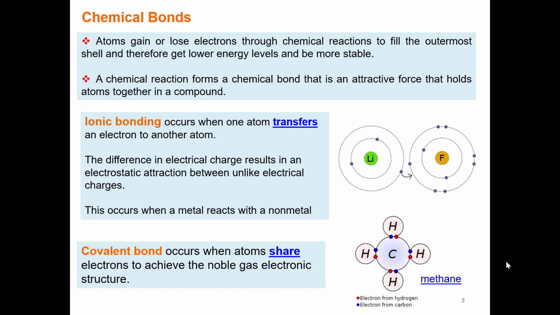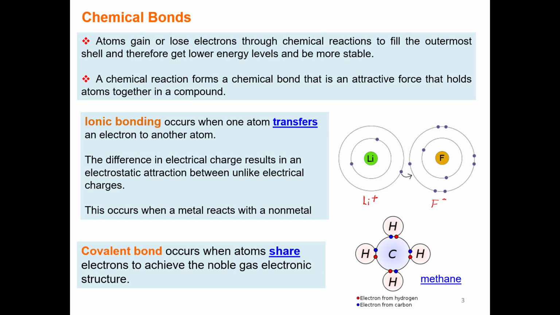For example, lithium, in order to be stable, needs to lose 1 electron, meaning lithium needs to transfer 1 electron. But fluorine, in order to be stable, needs to gain 1 electron. So if lithium transfers 1 electron to fluorine, lithium becomes a positive ion. If fluorine gains 1 electron, it becomes a negative ion. Then the difference in electrical charge results in an attractive electrical force between positive and negative charges.